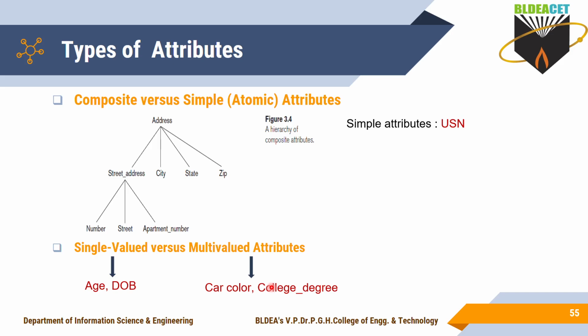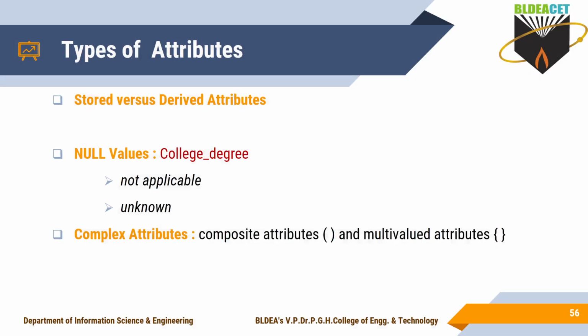After completion of BE, you may take one more degree as an MTech. Next may be a PhD. Then what is the value for this college degree? Yes, you have multiple degrees. One is BE as a value, another is MTech, and another is PhD. So for one attribute, you can assign multiple values. If you assign such types of attributes, what do we call them? Multi-valued. Is that clear now? Okay.